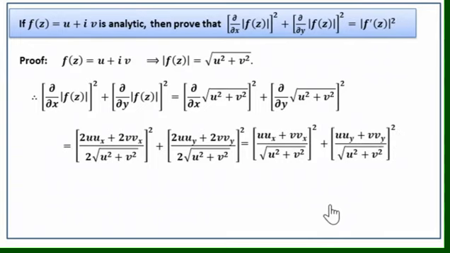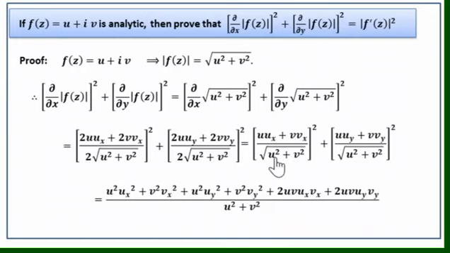Squaring these two terms, the denominator will be root of u² + v² whole squared, which is u² + v², and here we have (u ux + v vx)² plus (u uy + v vy)². Use the (a + b)² formula, that is a² + 2ab + b², and expand these two terms.